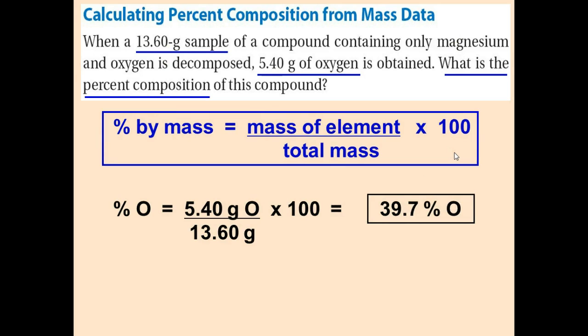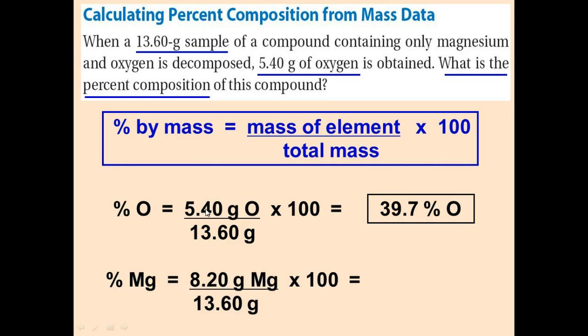And then, if you want to take a shortcut, you could just subtract this from 100%, and we'll get the percent composition of the other one. Because if there's two elements, if we find the percent of one, everything else has to be the other element. So that's how you can do this. Or you can just go ahead and calculate it. So you can do 13.6 minus the grams of oxygen. So we got just the grams of magnesium, which is 8.2, and then we divide that by 13.6 and multiply by 100 to get its percent.